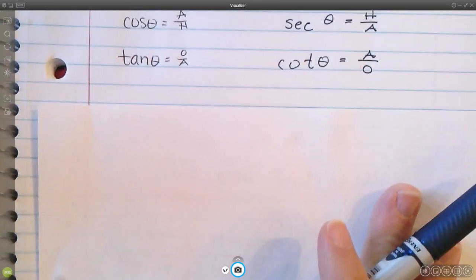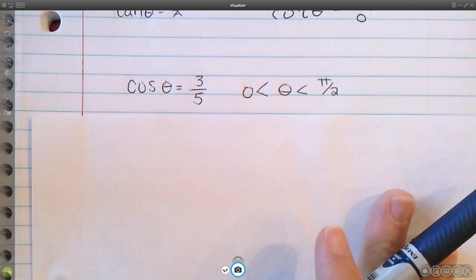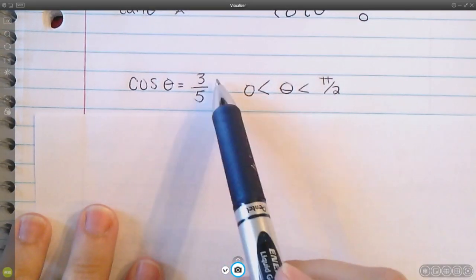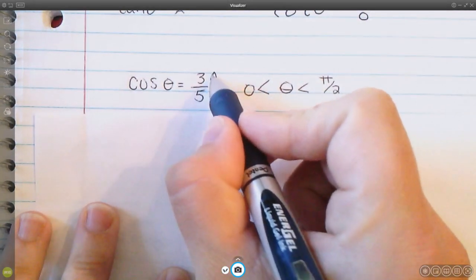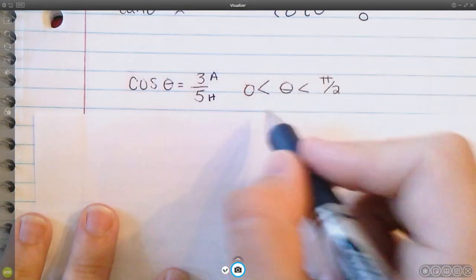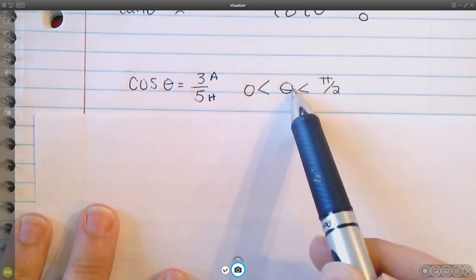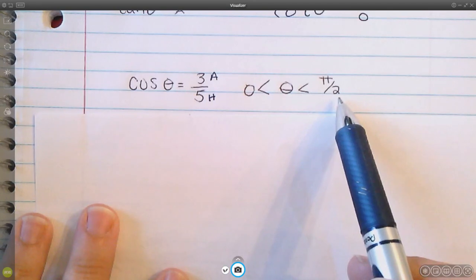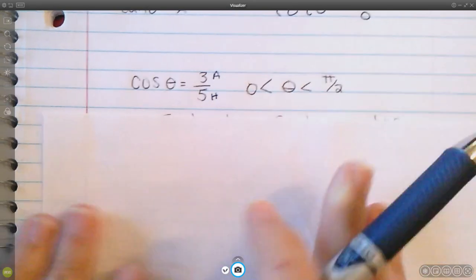Okay, so now, if you are given this problem, that the cosine of theta equals 3 over 5, remember cosine is adjacent over hypotenuse. This looks terrible. It's not. All this is saying is your angle is between 0 and pi over 2. Pi over 2, where's that at? Well, that's at 90 degrees.